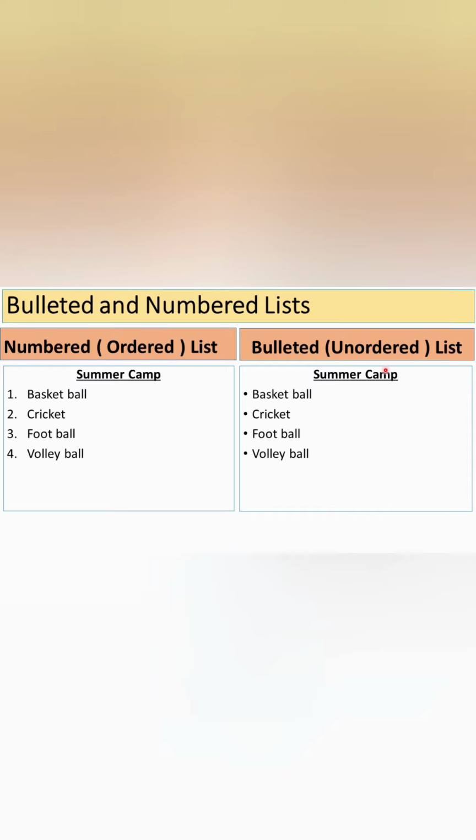In the case of bulleted or unordered list, there is no sequence followed for listing out the items, or the items are not arranged in an order. That is unordered list. So here the items are listed using bullets. So these are all the bullets. Bullets are available in different patterns also. Clear?